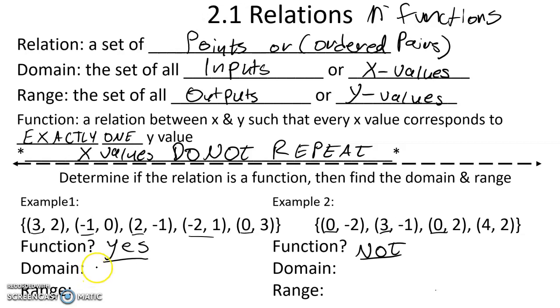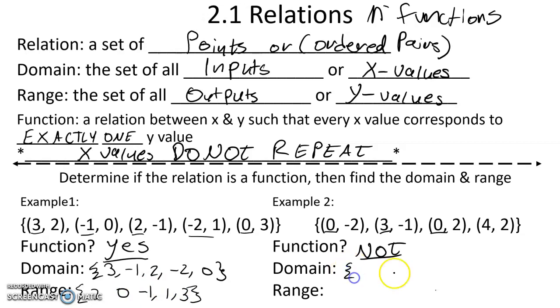Now the domain, as I said up here, is my x values. I'm just going to list out my x values. It's going to be 3, -1, 2, -2, and 0. You can list that out in order. You don't have to. You could also just list it out any other way, but just make sure you get all those values there. And then the range is basically the same thing, but instead of listing your x values, you're going to be listing your y values. So for this one, 2, 0, -1, 1, and 3.